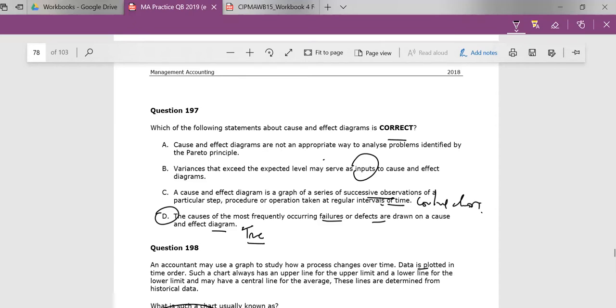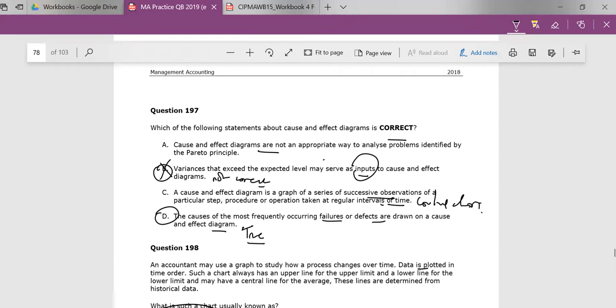Variances that exceed the expected level may serve as inputs. No, it's the actual cause. So I want to highlight this point here. This is not correct. It is the actual cause that goes into this chart. So variances that exceed may not serve as inputs, and we're trying to investigate these variances. So it's the actual cause that we're interested in. And they are an appropriate way of analyzing problems. So the answer is not B.